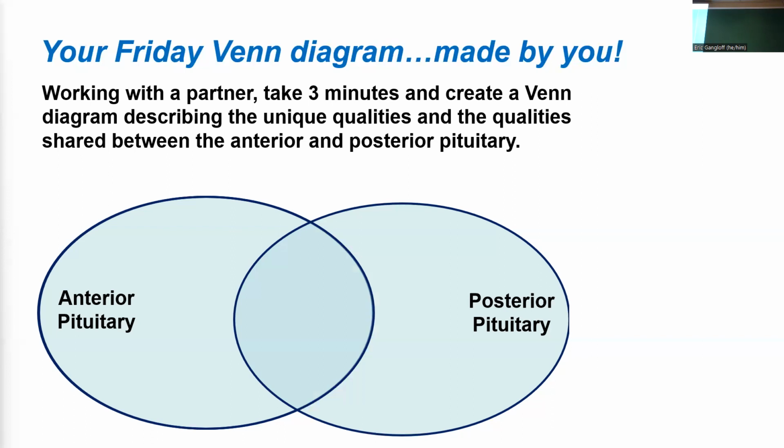You can think about physical location. What do they share about the physical location?